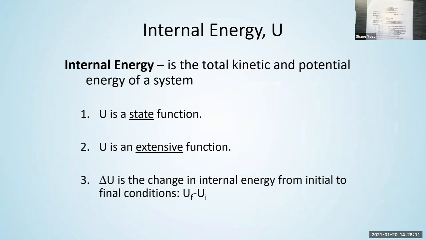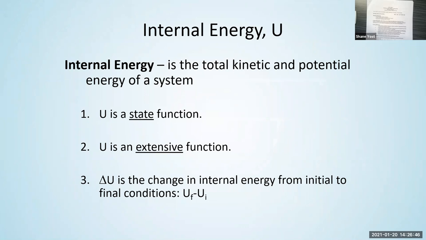The types of descriptors for our system: internal energy, enthalpy, which we'll talk about in a minute, entropy, Gibbs free energy, Helmholtz free energy. These are different things that describe something about our system. The internal energy describes the total kinetic plus potential energy in our system. A useful thing about the internal energy is that it is a state function. This is relevant when we use things like enthalpy as a state function.